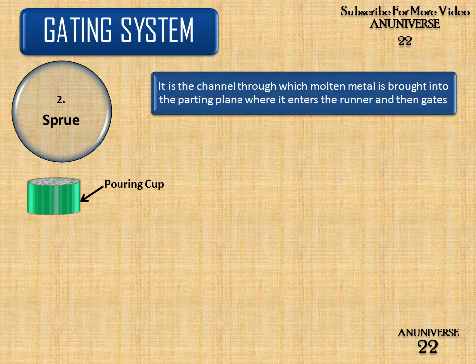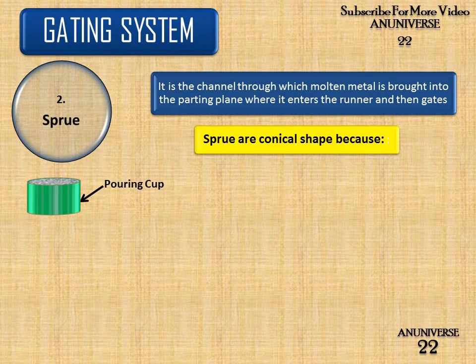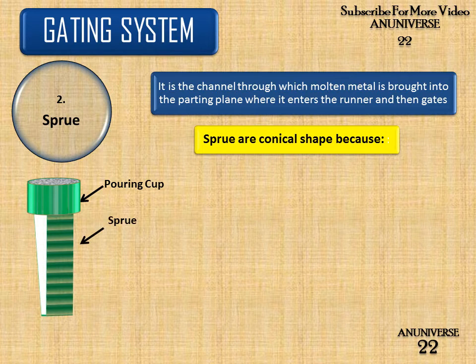Sprue: it is the channel through which molten metal is brought into the parting plane, where it enters the runner and then the ingates. These are generally conical in shape, as we can see here, and this is the vertical section.